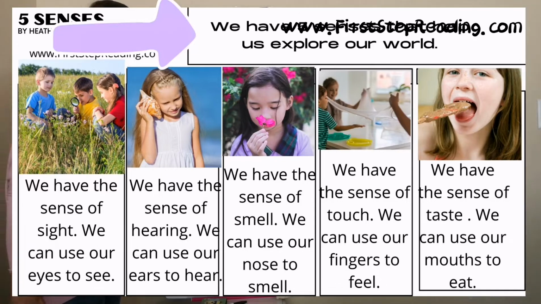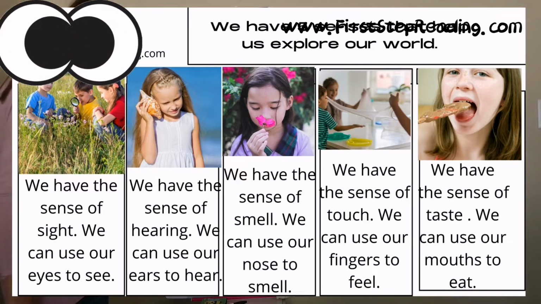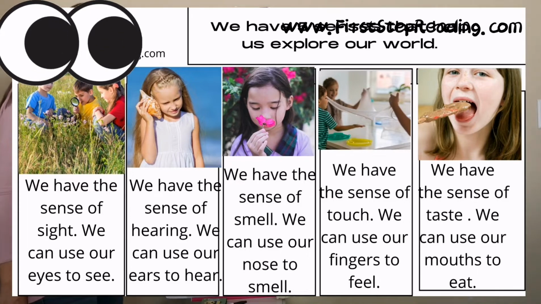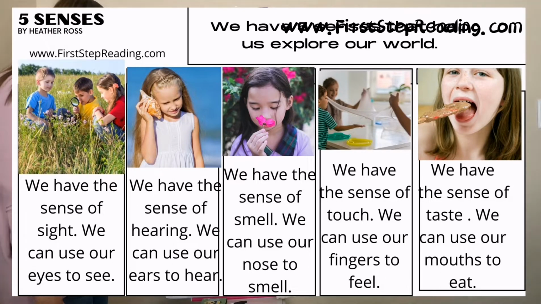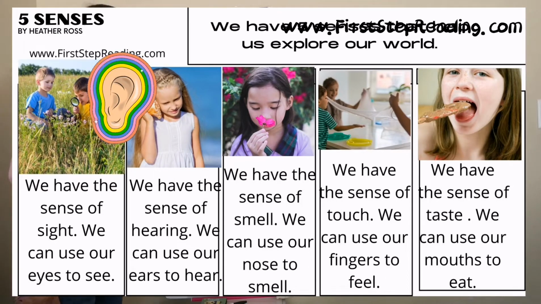Let's start here. We have 5 senses that help us explore our world. We have 5 senses. We have the sense of sight. We can use our eyes to see, right? We can look at our world. We can see things. We have the sense of hearing. We can use our ears to hear.